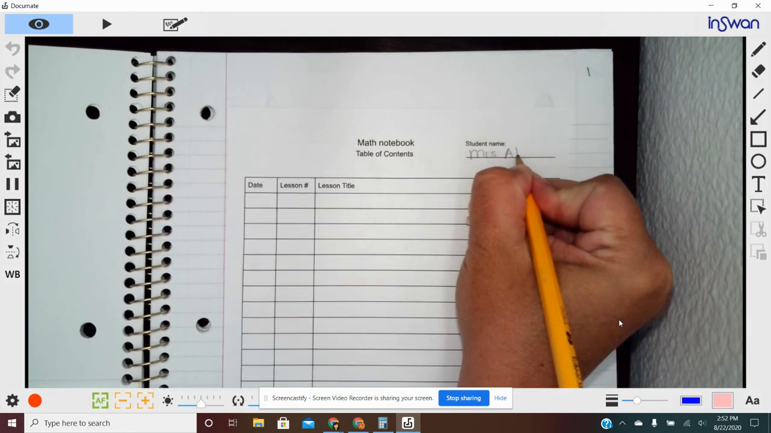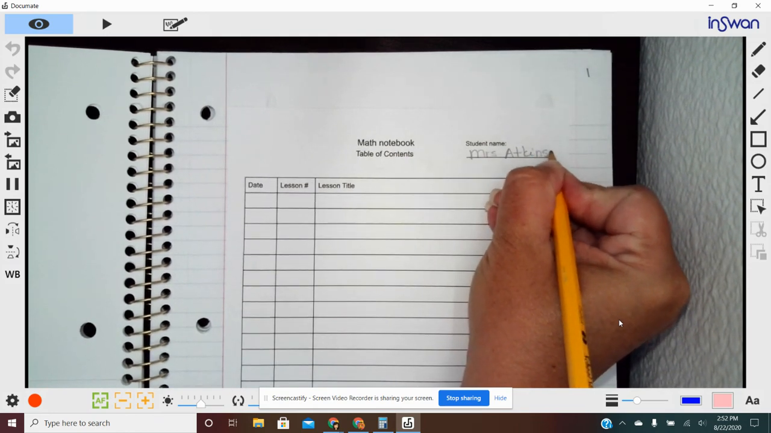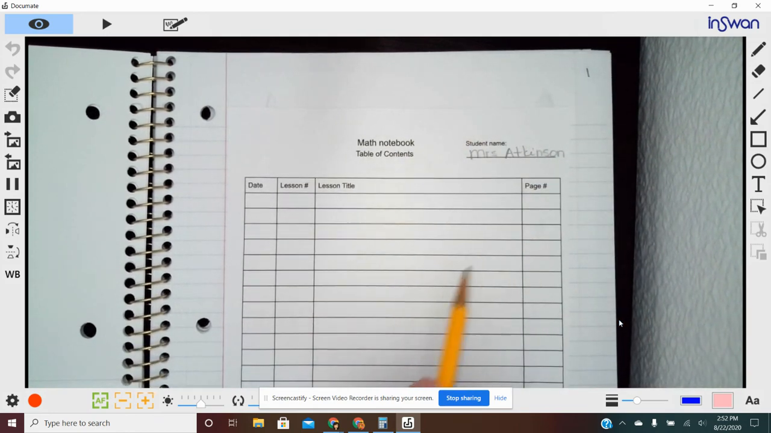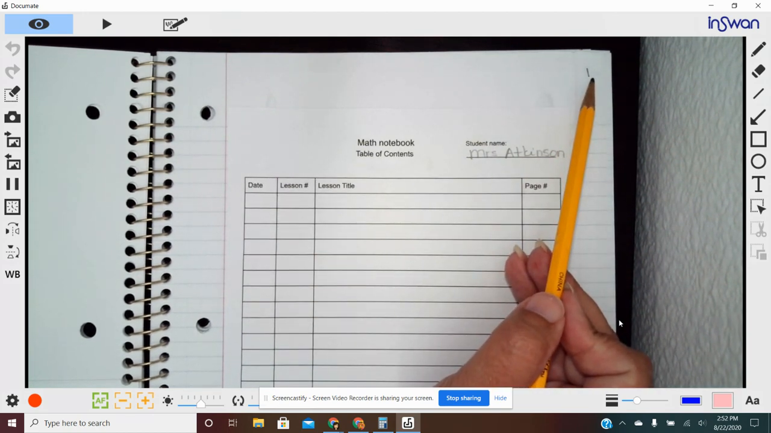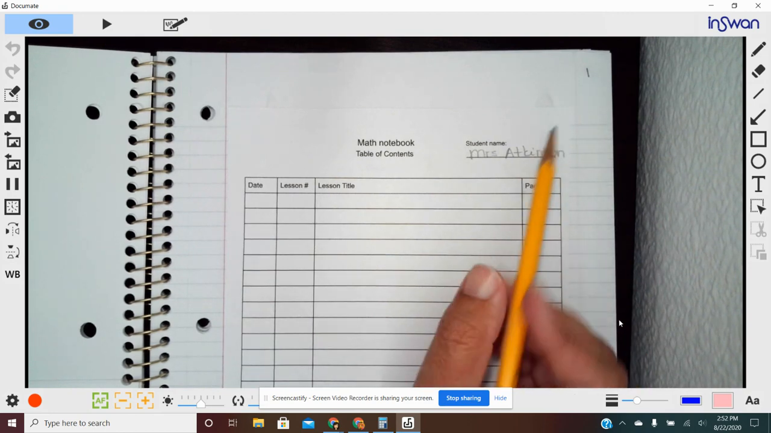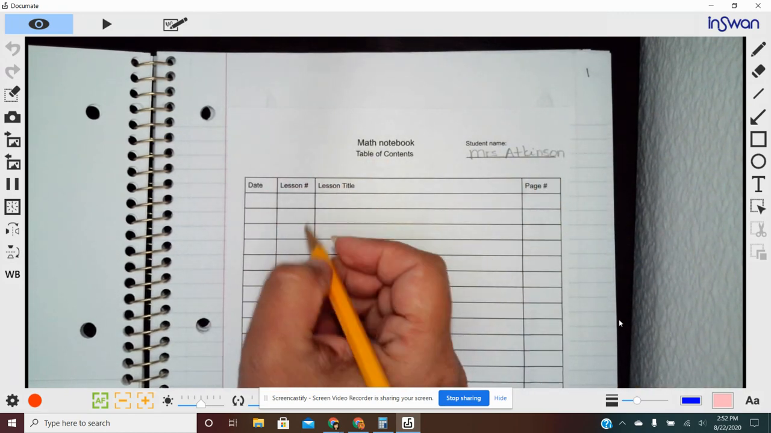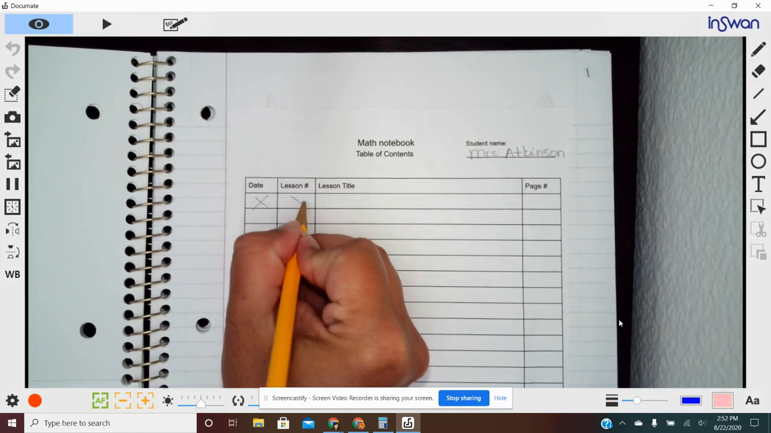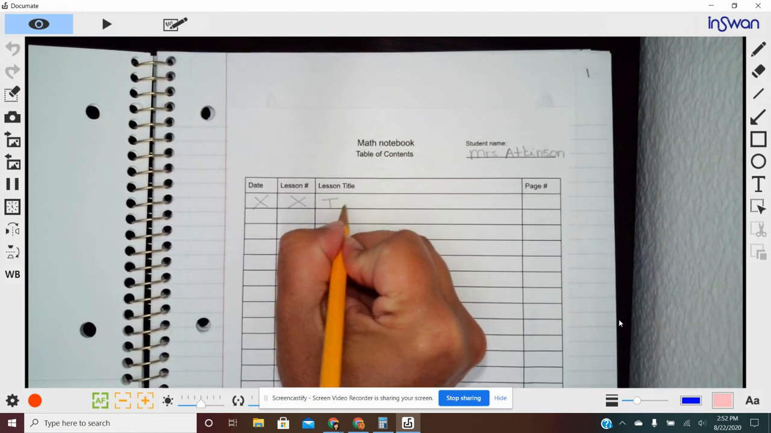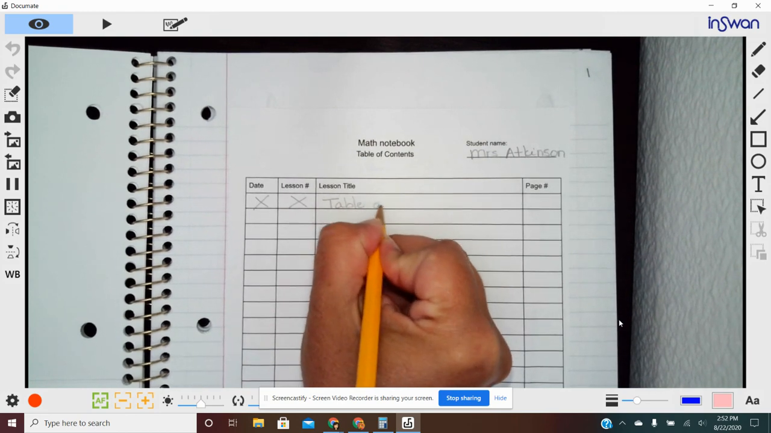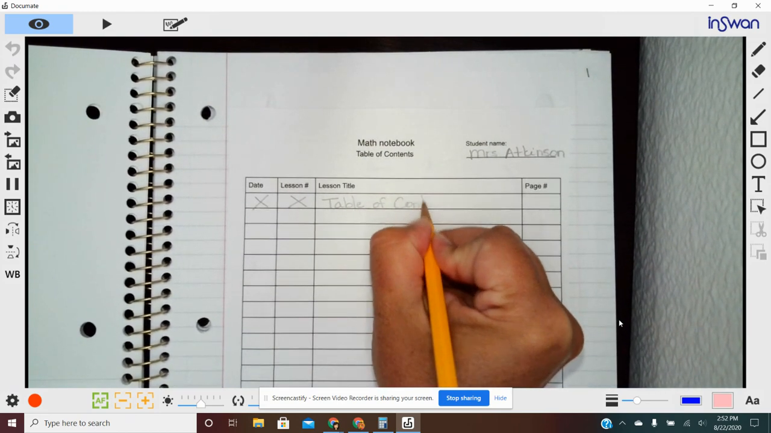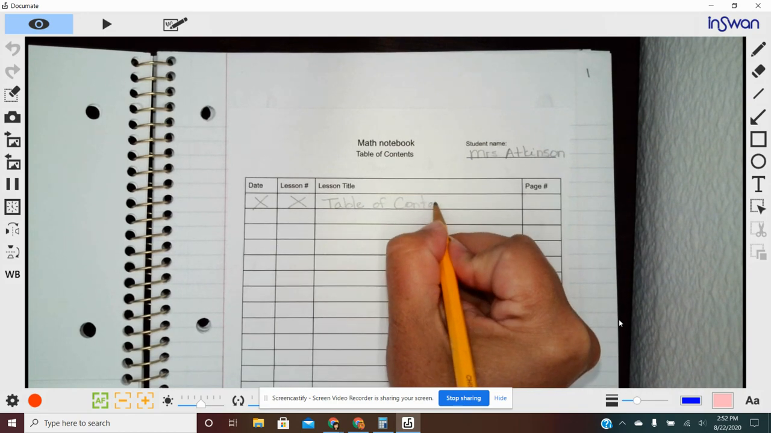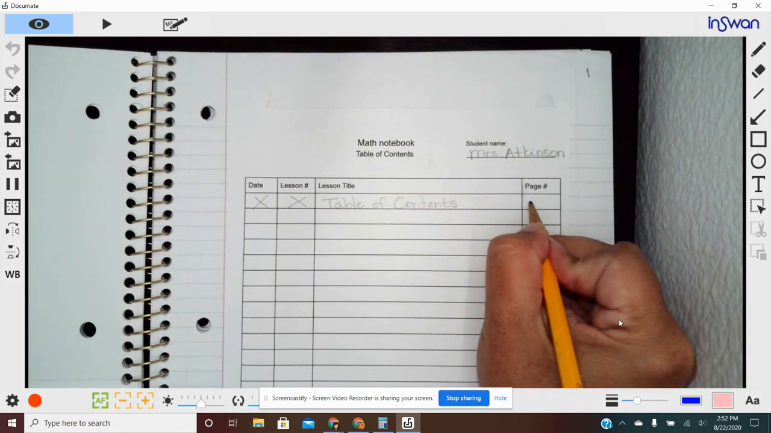So I am going to put my name in it because you're going to continue to see me using this sample notebook. Okay. I also want you to number the pages. So this one starts with page number 1. Now I'm also going to start the table of contents. We don't need a date here and we don't need a lesson number, but I'm going to write table of contents. Sorry for the wiggling. And it's going to be pages 1 through 4. That's what's going to take up my table of contents.